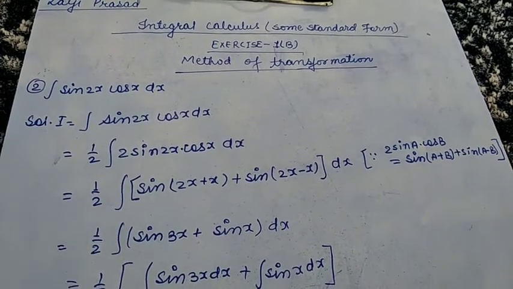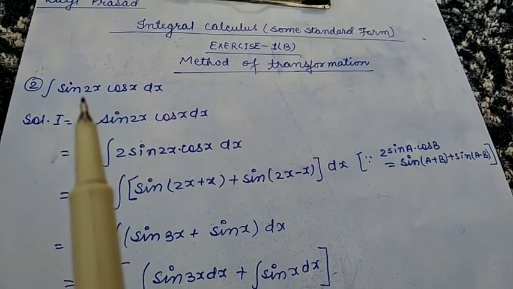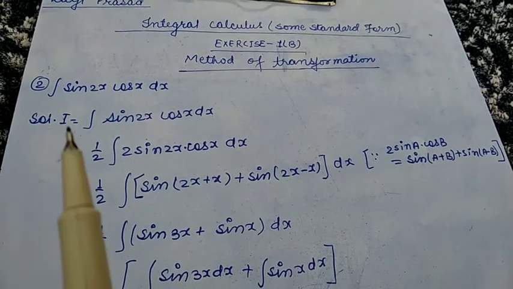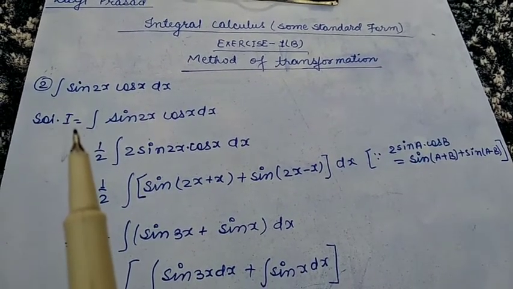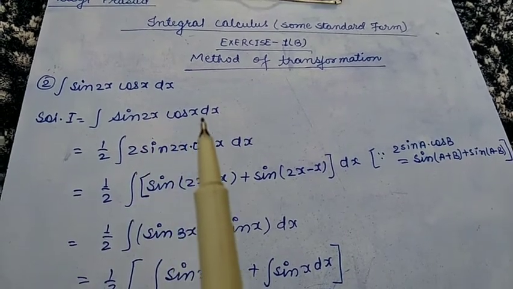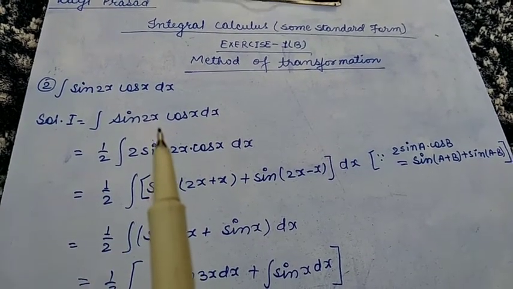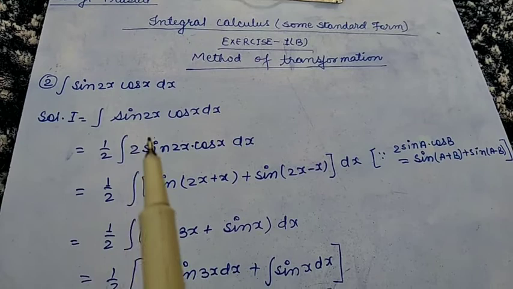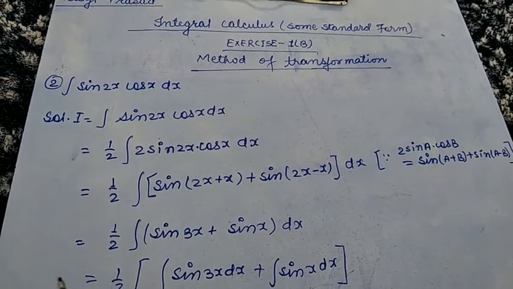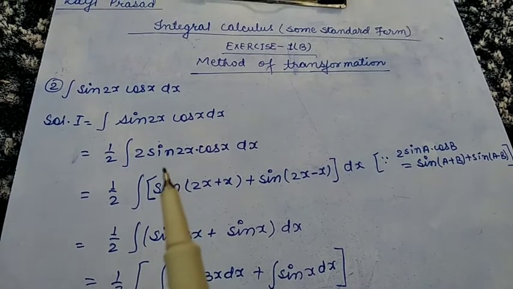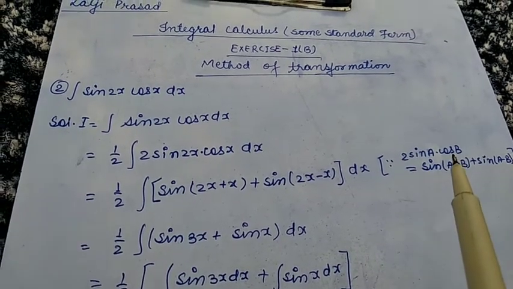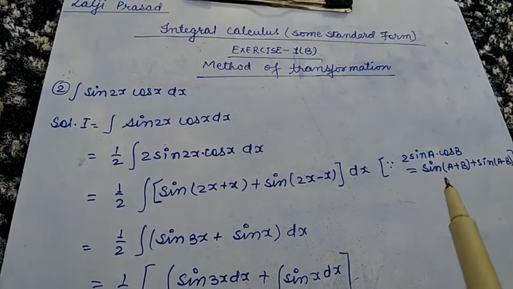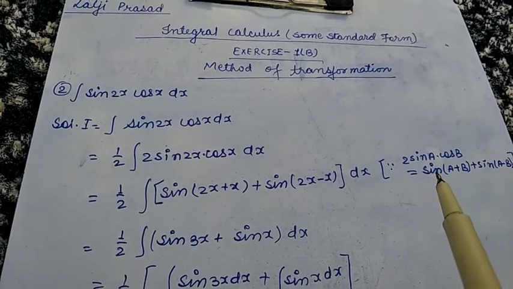You can see the next question, which is integration of sin 2x into cos x into dx. The solution of this question is I is equal to integration of sin 2x into cos x into dx. For solving this question, we have multiplied this term by 2 and divided also by 2. You can see in the next step the formula 2 sin a cos b; this term is in the form of 2 sin a cos b.